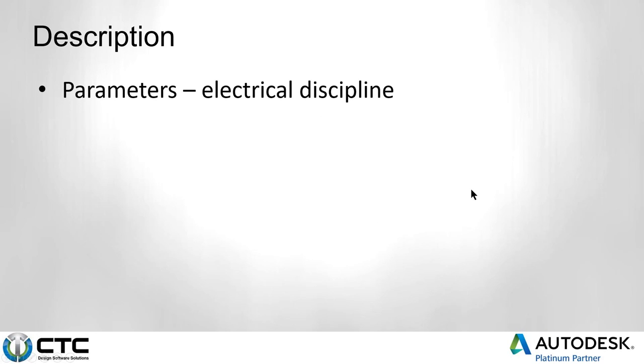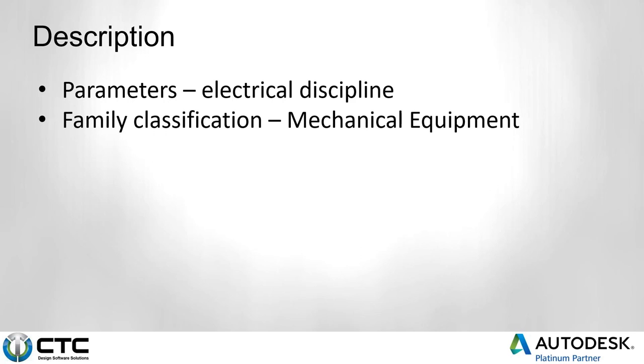So let's go ahead and get started with the description. In this half hour, we will basically address and show users how to push specific electrical parameters to a family classified underneath the mechanical equipment category. This is within Revit using the functionality of Spreadsheet Link. We will also be delving into a little bit of Family Processor.